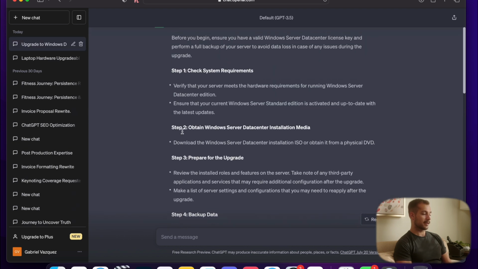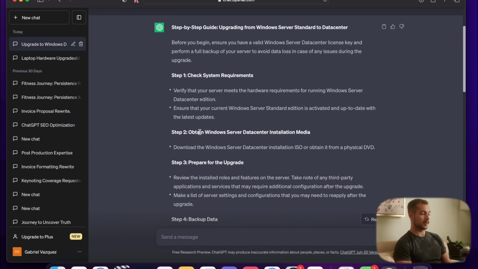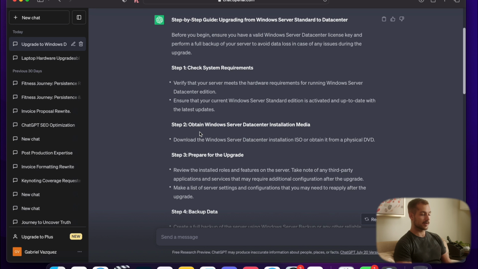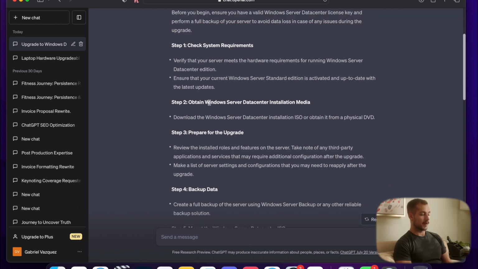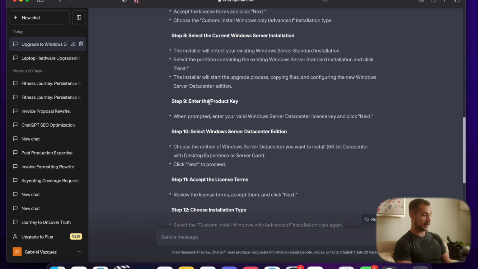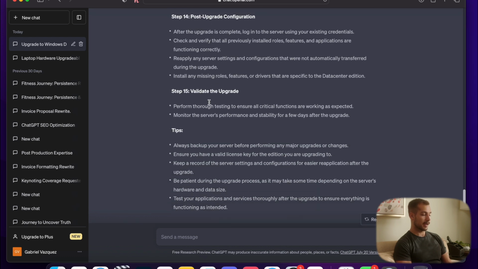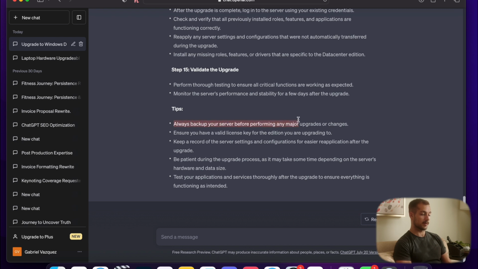All right, so here we have a step-by-step guide on exactly how to upgrade Windows Server Standard to Data Center. I like how it's giving us some requisites to check before we even get started. And then we have all the steps required to do this. And then at the very bottom, we have a handful of these expert level tips. Always back up your server, ensure you have a valid license key, and more.